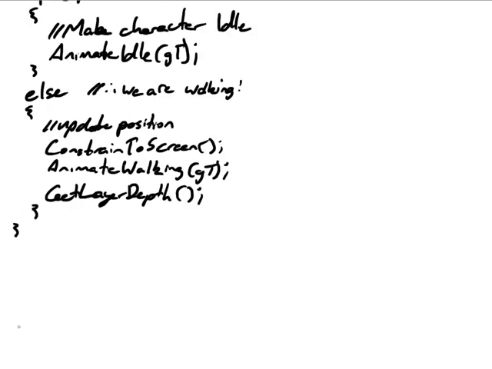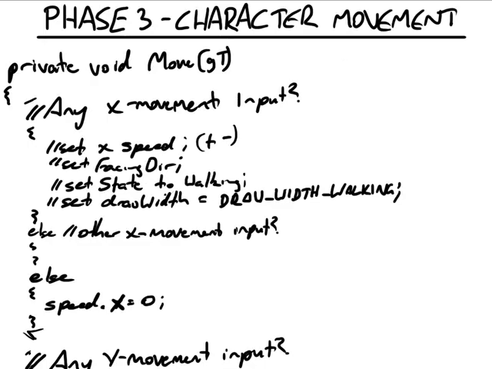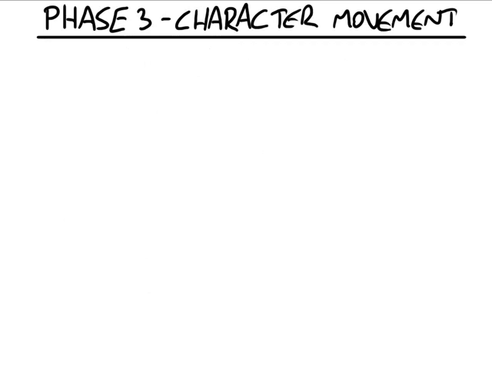Have I got space? No, I don't. Let's go back up and make ourselves another whiteboard sheet. And in this one, we're going to look at the animations for both jump and walking. So let's look at the jump one first. Private void animate jump.